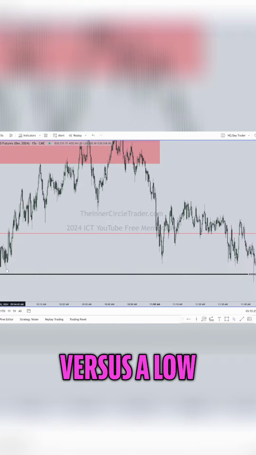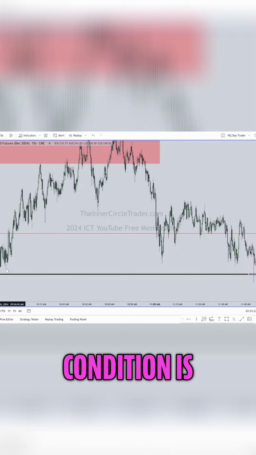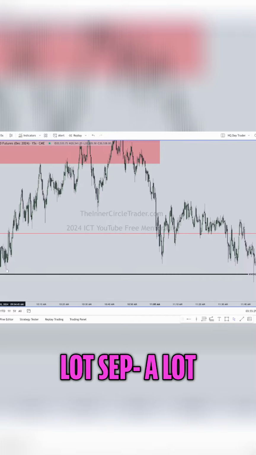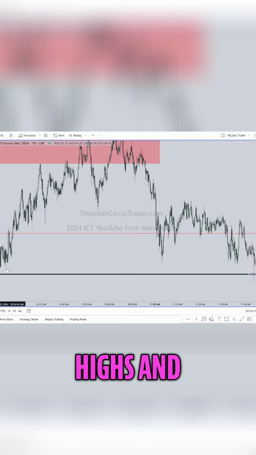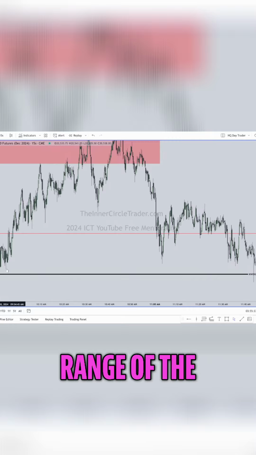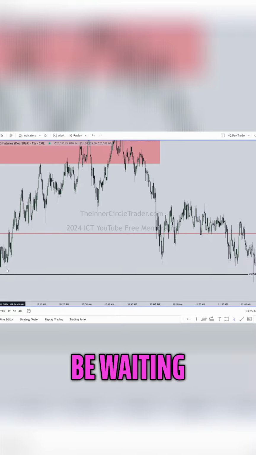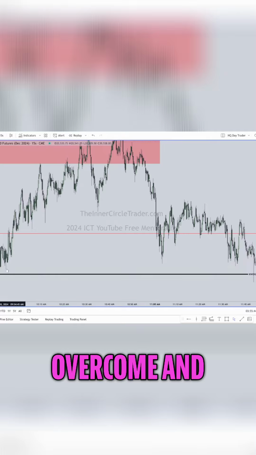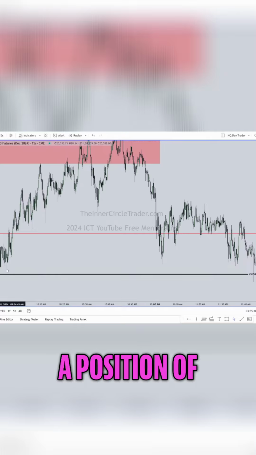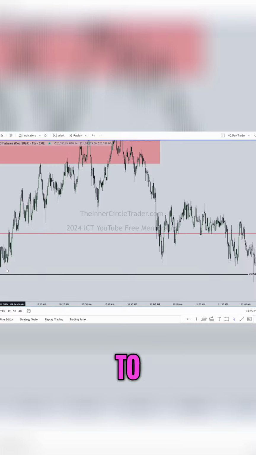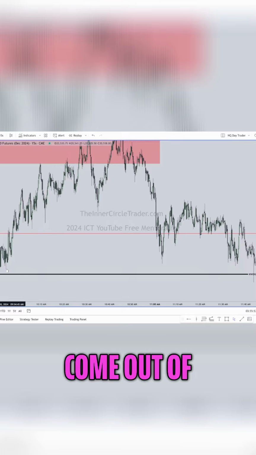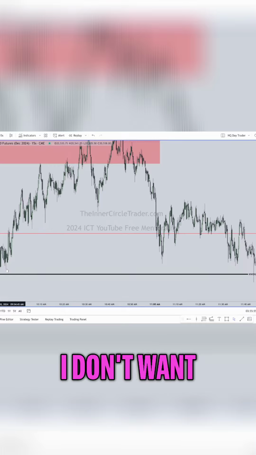Versus a low resistance liquidity run condition is the candlesticks are a lot more separated between their highs and lows, and they're not sharing much of the same range of the previous candle. It is a lot of big candles, and that's exactly what you want. You don't want to be in here waiting around forever for your target to get met. You don't want to be waiting for the spread to overcome and move into a position of unrealized profit and holding on to that throughout the entirety of your trade. I don't want to be in trades where I have to wait for my trade to come out of spread or initial drawdown. I don't want to be in trades like that.